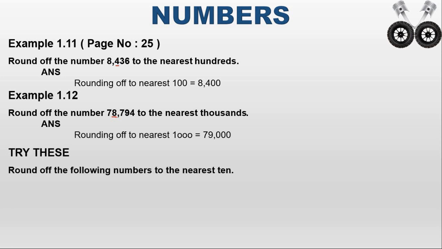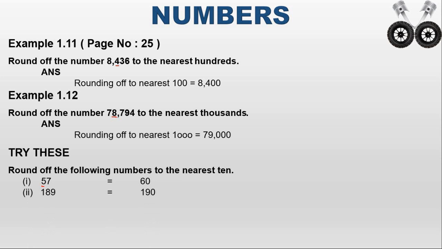Okay. Next one, try this. Round up the following numbers to the nearest 10. So they ask you to round up to the nearest 10. What is the 10th position here? That is 5. So we have to look at the right side number. What is the right side number? 7. It is greater than 5. So you have to add 1 to the 10th position. So 5 plus 1, 6. So that is 60.